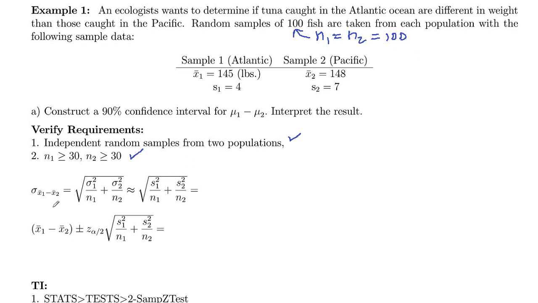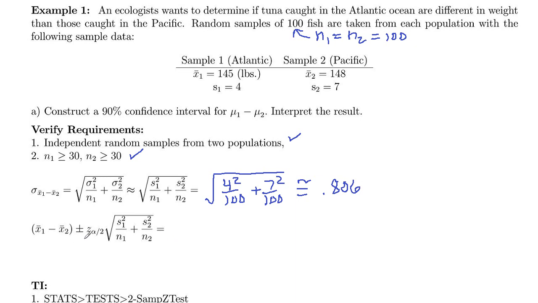So first let's compute the standard deviation of the sampling distribution. We don't know sigma 1 and sigma 2, so we need to use this formula. We can approximate that with the square root of, s1 is 4, s2 is 7, so 4 squared over 100 plus 7 squared over 100. And put that in the calculator, you get approximately 0.806.